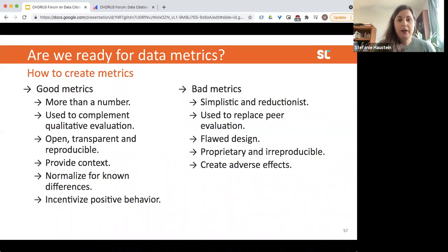So what we hopefully all agree on, if we do data citation metrics, is let's make a good metric. So it should be more than just a number. It shouldn't just be a count. It should always just be used to complement qualitative evaluation. So I completely agree with that. We also need peer review for data sets.